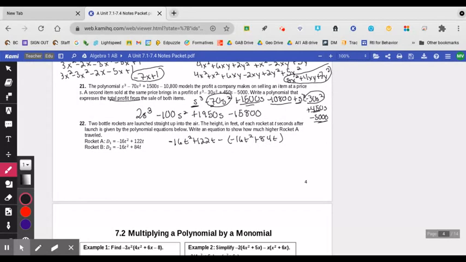I distribute that negative, so it's negative 16t squared plus 122t plus 16t squared minus 84t. Combine like terms, negative 16t squared and 16t squared is 0. So 122t minus 84t is 38t.